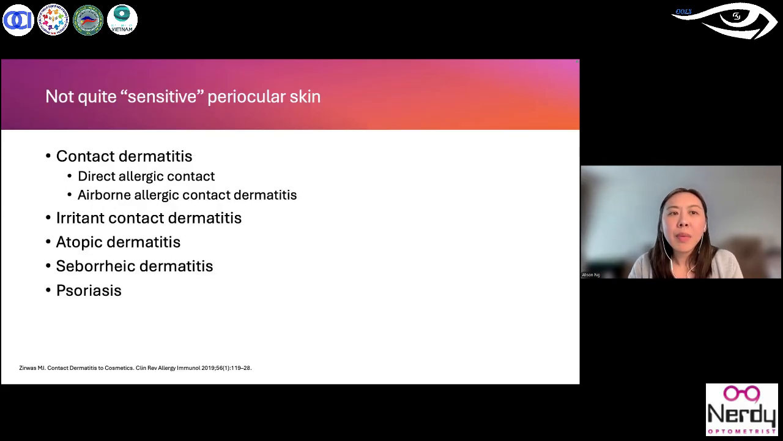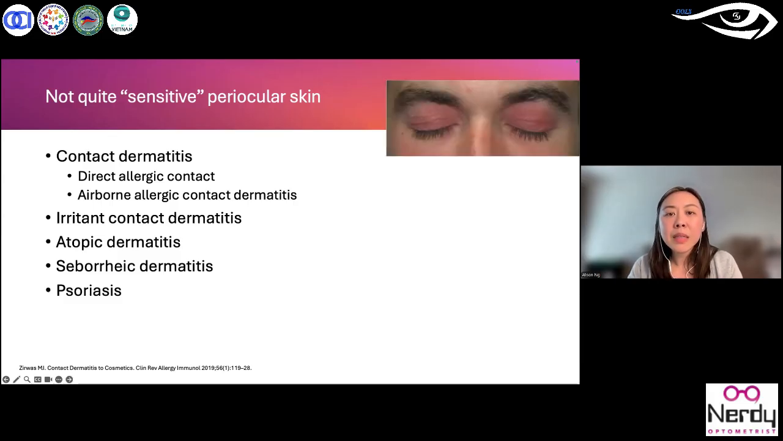So I'm just going to talk a little bit about what is not quite sensitive periocular skin. Basically, we've got quite a few conditions here that we can think about and talk about. You've probably seen patients come to your practice with at least one of these in the last year or so. All of these conditions do affect skin integrity, which means that the barrier is compromised in some way. So if we think about contact dermatitis, this image here is of a patient who has allergic contact dermatitis, and their causative agent here was shampoo.